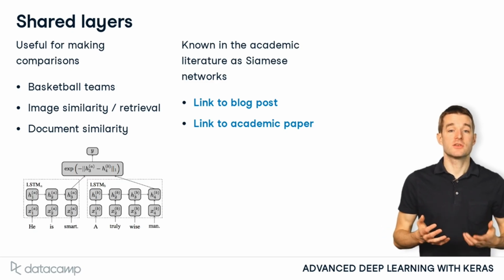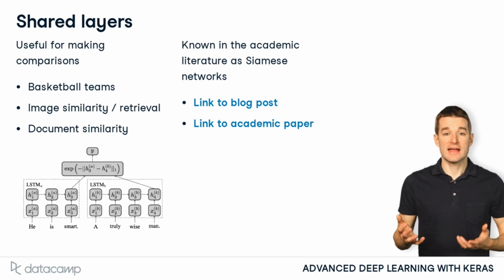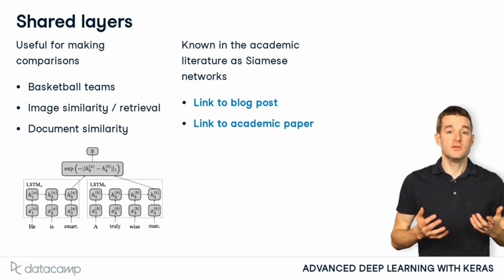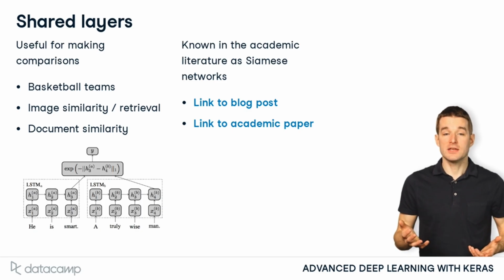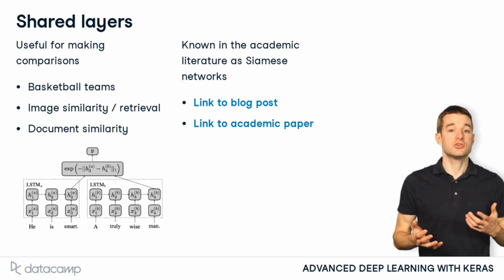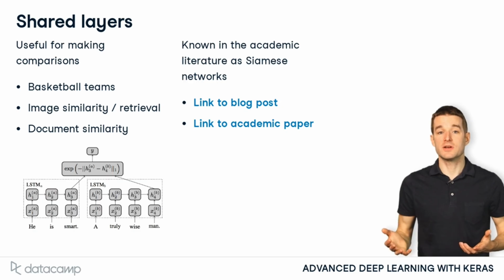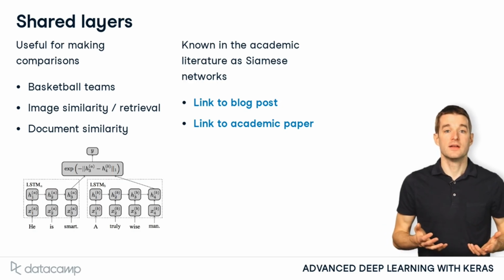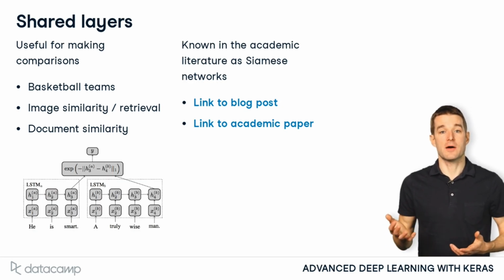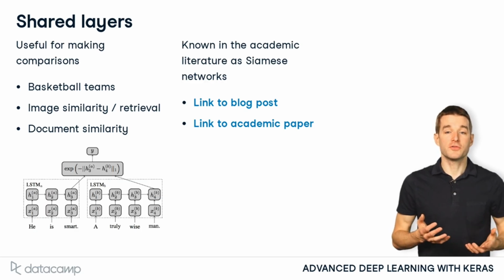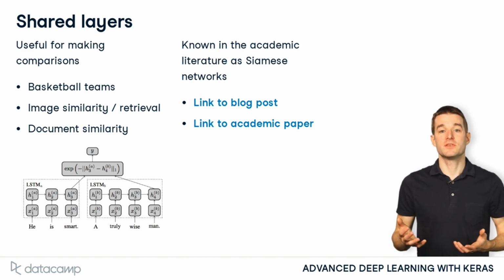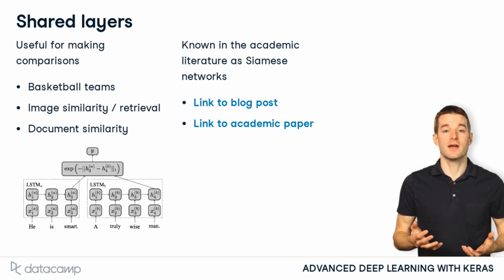In academic research, shared models are known as Siamese networks, which are used to calculate things like document similarity using a shared embedding layer and a shared long short-term memory layer, or LSTM layer, and then comparing the LSTM outputs. Since both documents are encoded with the same embedding layer and the same LSTM layer, the model learns a representation of the documents that can be used to compare them. Here are some links to further reading.